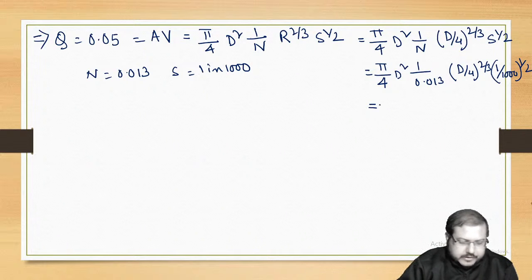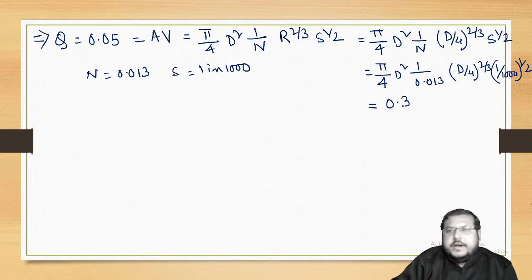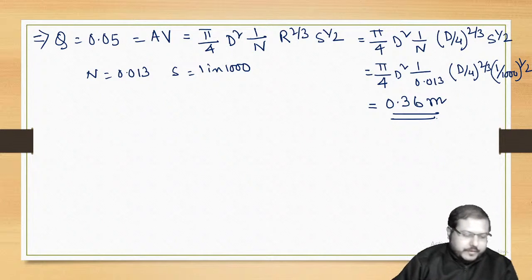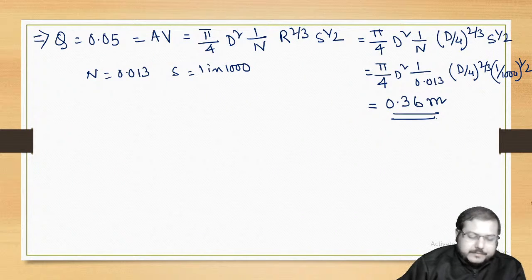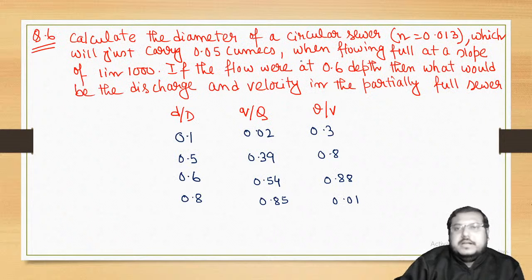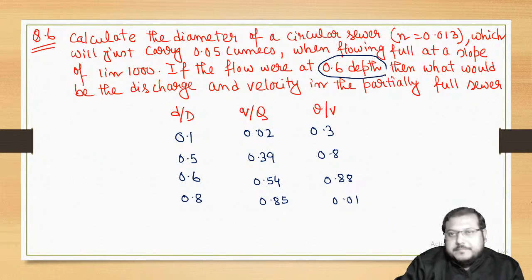Q from there, d will be 0.36 meters. Now it is told when the flow were at 0.6 depth, that is the main point of concern. 0.6 depth, इसका मतलब 0.6 मीटर नहीं, कोई यूनिट नहीं दिया हुआ है.